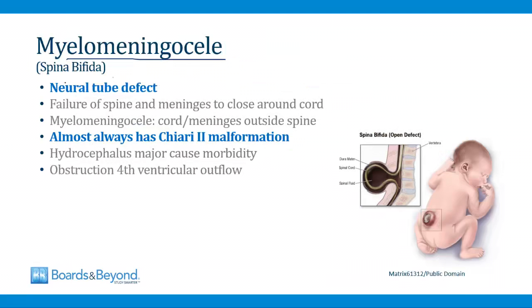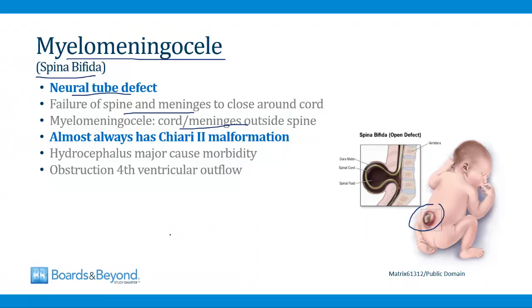myelomeningoceles, which are a form of spina bifida. They're a form of neural tube defect. And in a myelomeningocele, there's a failure of the spine and meninges to close around the spinal cord, and as a result, the cord and the meninges can be outside the spine. And babies with a myelomeningocele are born with a defect on their lower back like this, and protruding out from the defect are meninges and spinal cord material.